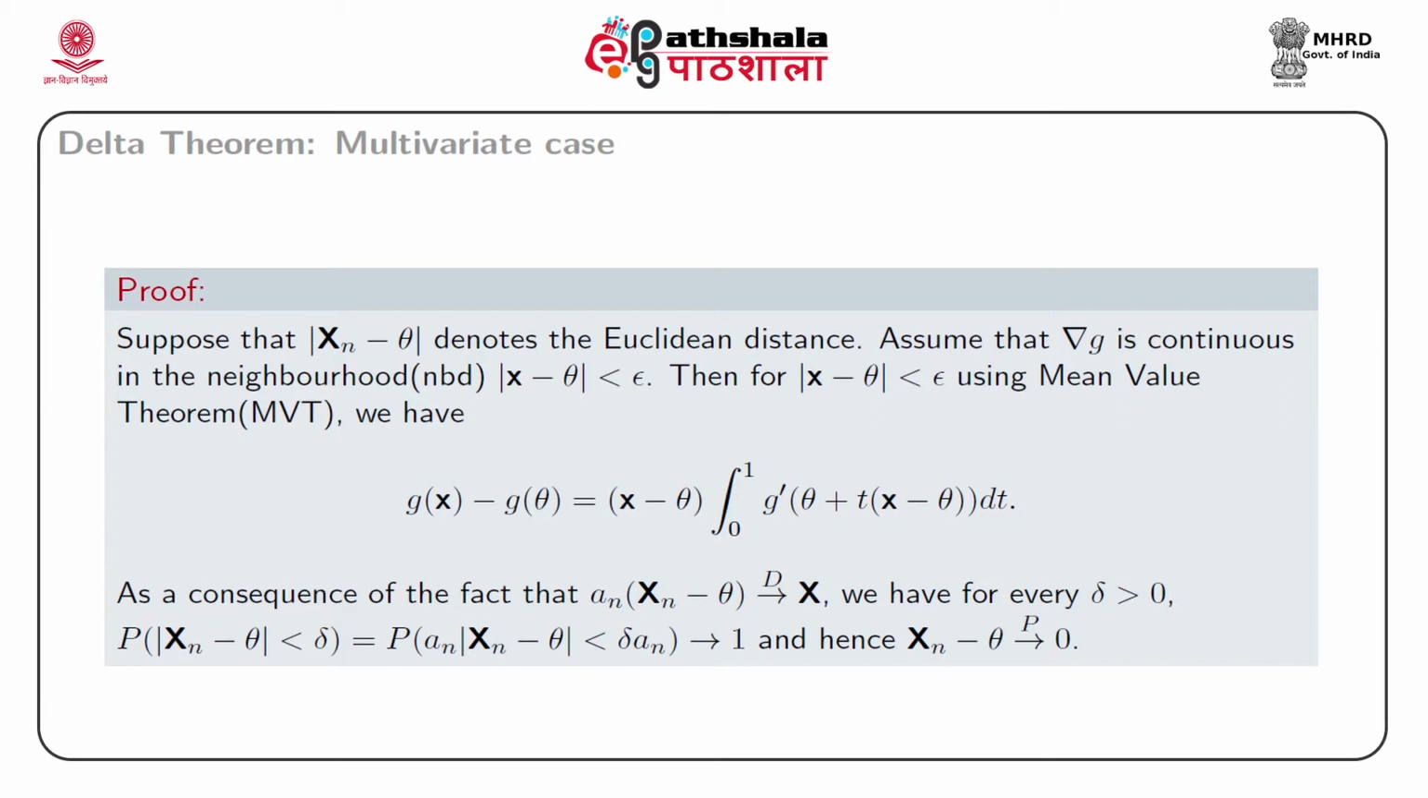So as a consequence of the fact that a_n multiplied by (X_n minus theta) converges in distribution to X, we have that for every delta greater than 0, the probability that the absolute value of X_n minus theta is less than delta is nothing but the probability that a_n multiplied by the absolute value of X_n minus theta is less than delta multiplied by a_n, and due to convergence in distribution of X_n we get this probability tends to 1, and hence X_n tends to theta in probability.